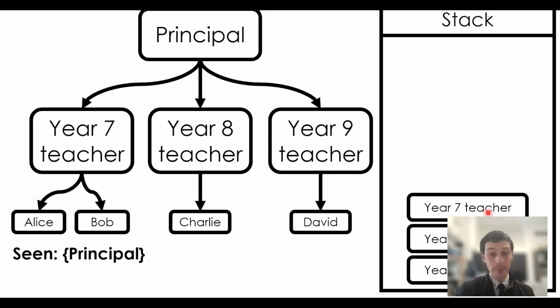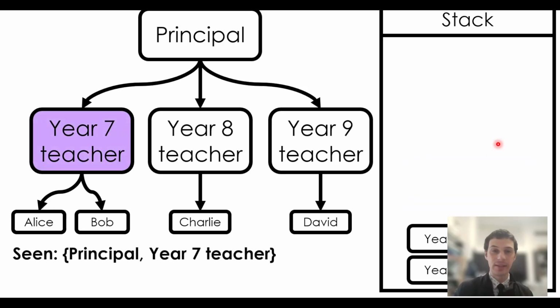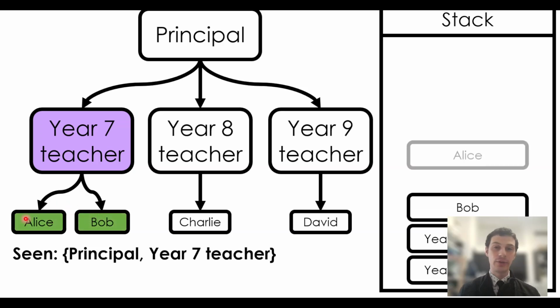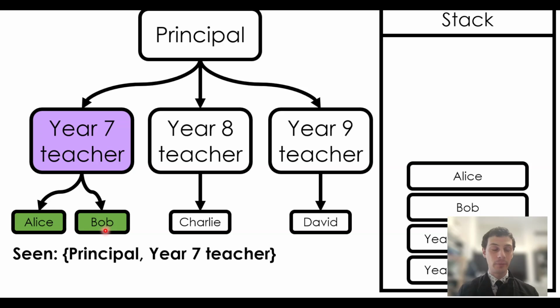Now, let's pop the top thing off the stack, which is Year 7 teacher. So we'll pop Year 7 teacher off the stack, and that will go here. And we'll look at the children. So the children are Bob and Alice, and I'll do it again in reverse order. Pop, push Bob onto the stack, push Alice onto the stack.